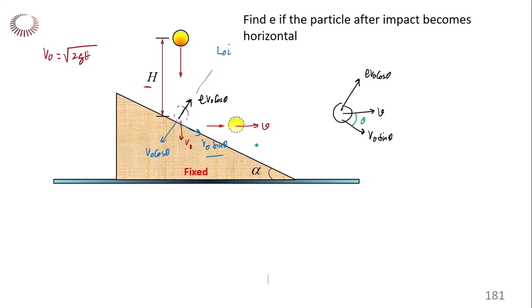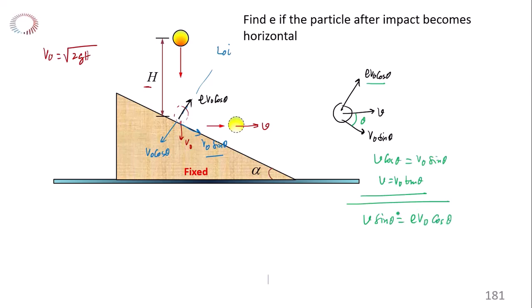So v cos theta should be equal to v naught sin theta, or I can write v equals v naught tan theta. And for the second situation, e v naught cos theta should be equal to v sin theta. So v sin theta should equal e times v naught cos theta.